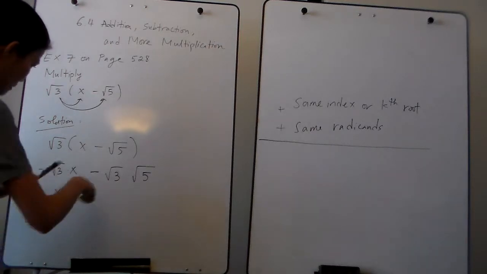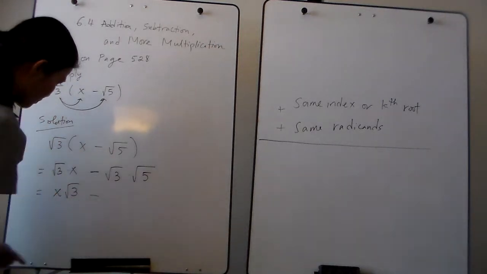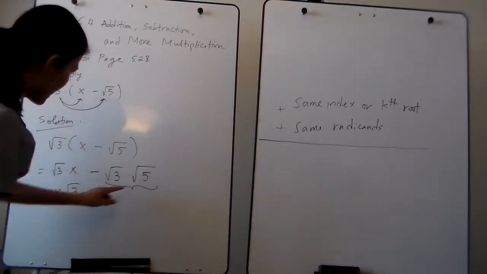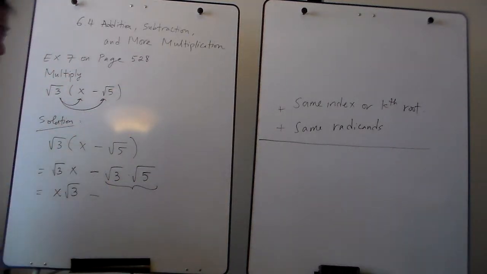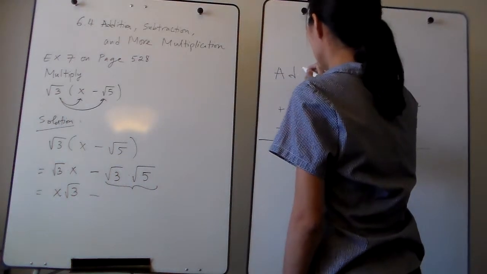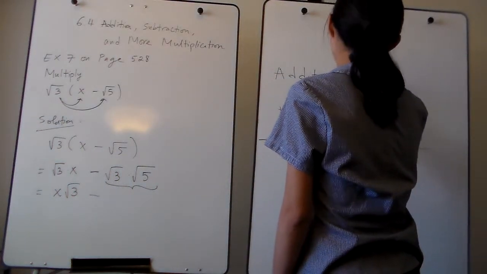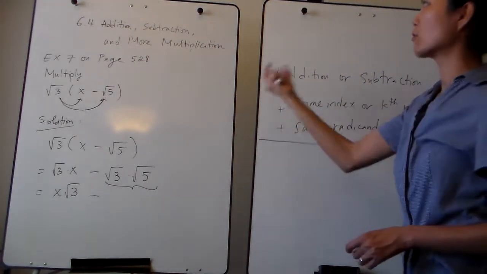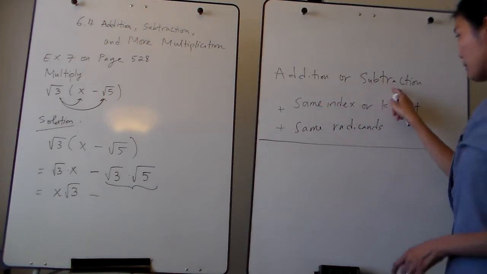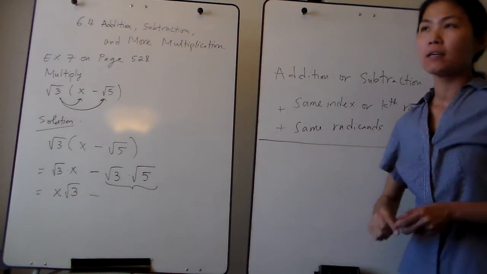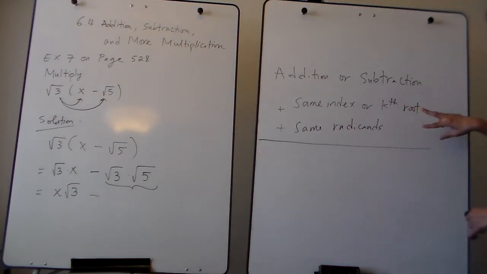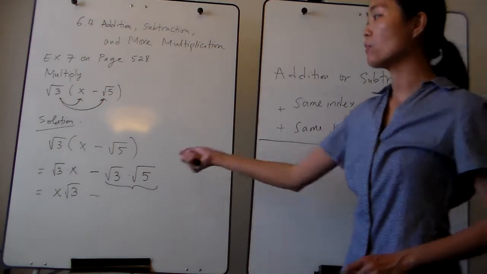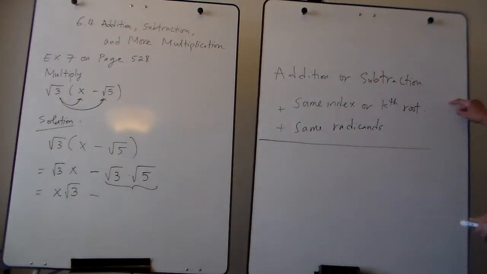Now for this, we have subtraction. Let's subtract here. Now for square root of 3 times square root of 5, unlike addition or subtraction of two radicals, where you need to check for same index and same radicals, for multiplication you only need to check the first one, which is same index or not.